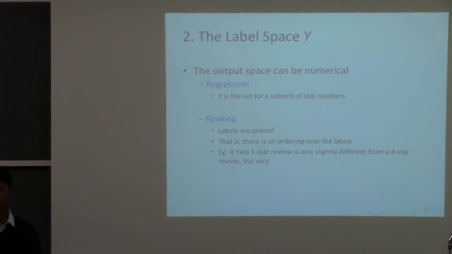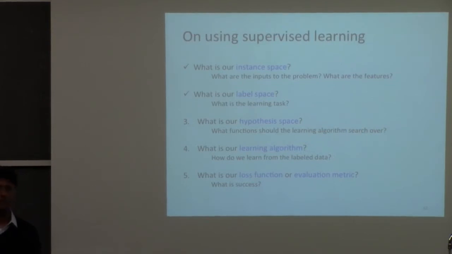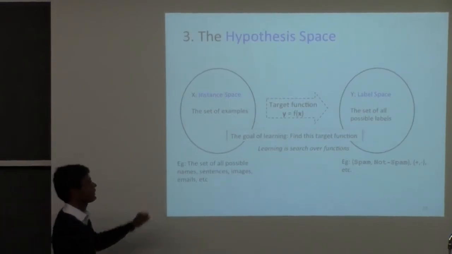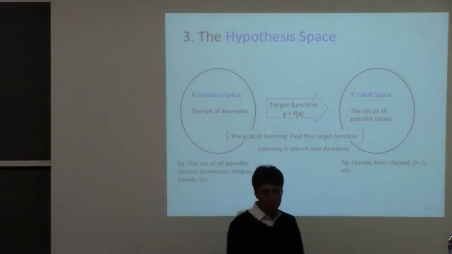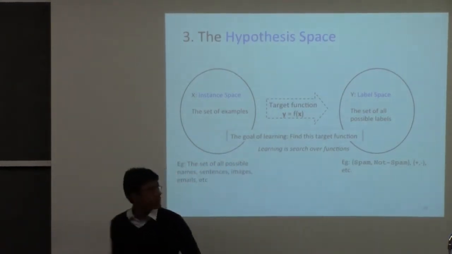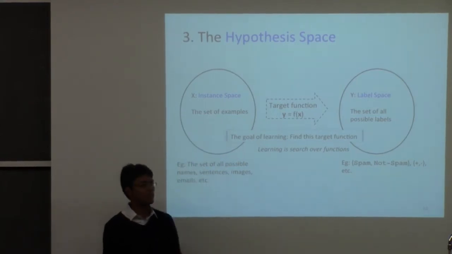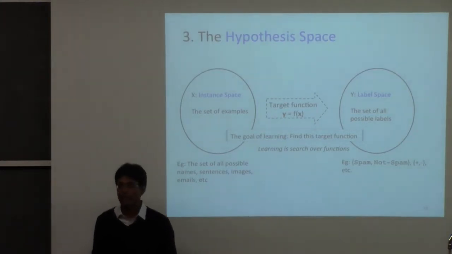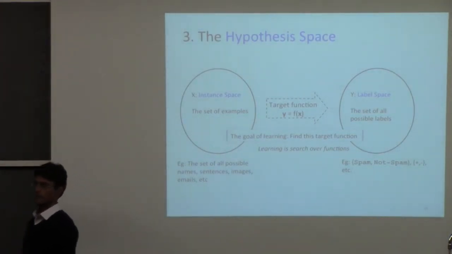So there's not much to say about labels, but let's talk about hypothesis. In the 20 minutes that are left, let's talk about a set of functions that we need to search over. And now this is where the thing becomes more interesting. Just to remind you, we have instances which are the sets of inputs. We have labels which are a set of outputs. There is a target function that takes instances to the labels. And the goal of learning is to find this function. It's a search for functions.